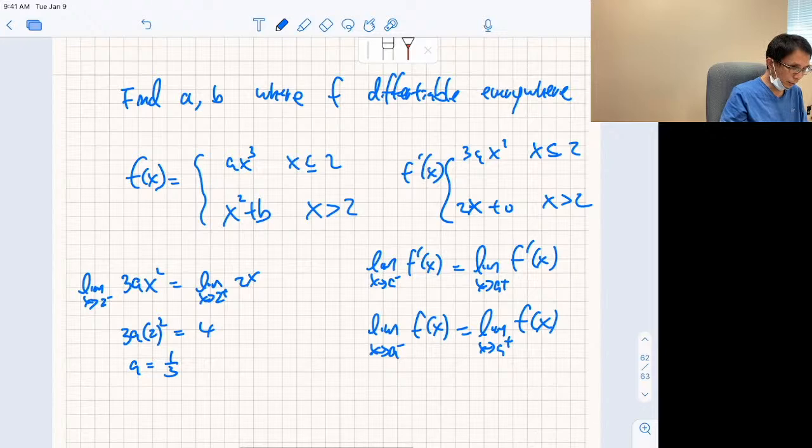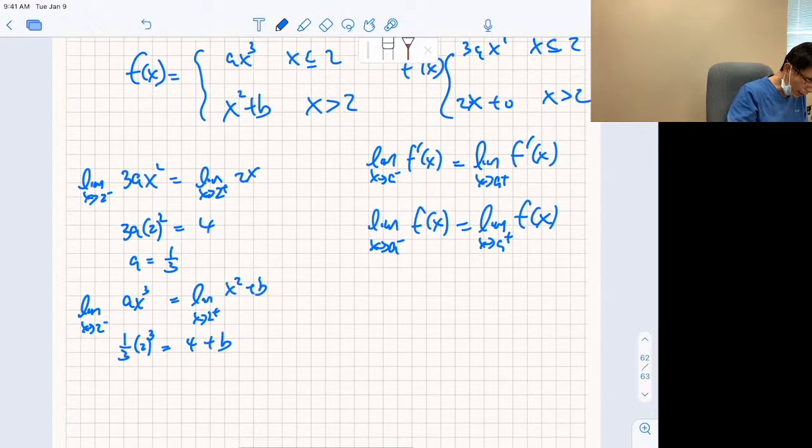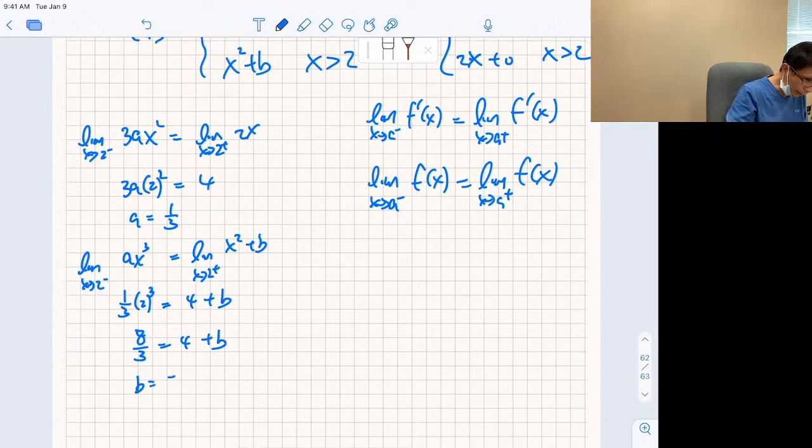I plug in 2 on this side, a equal to 1 over 3. Now I'm going to set the original function equal to each other at 2: the limit as x approaches 2 from the left of a x cubed is equal to the limit as x approaches 2 from the positive side of x squared plus b. So I'm going to plug in 1/3 in there, and I'm plugging 2 in there. x squared is 4, plus b. Guess what? That's going to give you 4. Nope, 8 over 3 is equal to 4 plus b. So b is equal to negative 4 over 3.